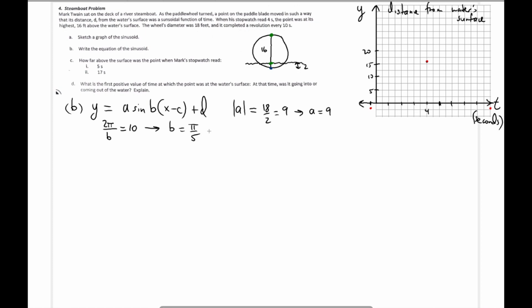Right, now let's find the C. Is there a horizontal shift? Yes, there is. Okay. We know we need to find the midpoint between 4 and -1, and that will be the x value in which the sinusoidal function will begin right at the midline. So we need to find the midpoint to find that x value.